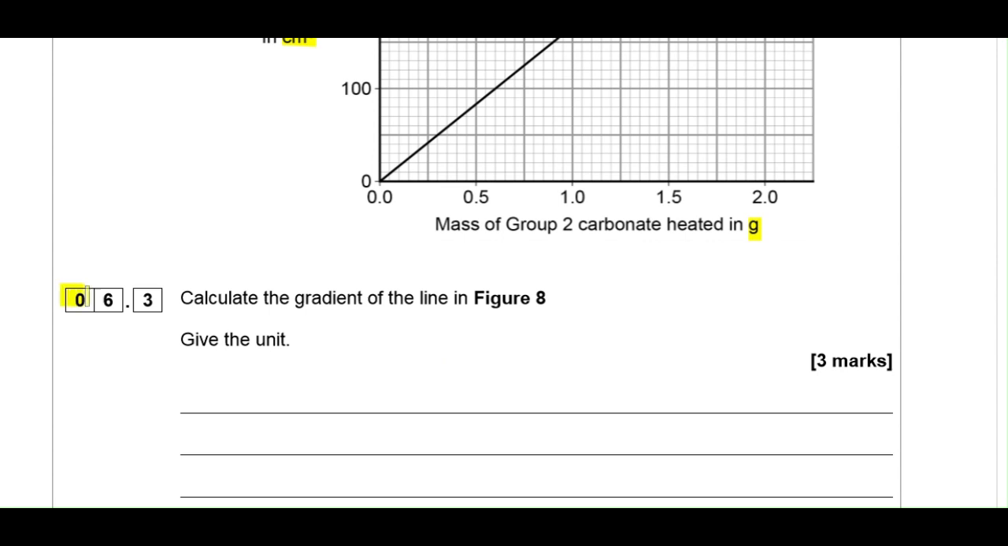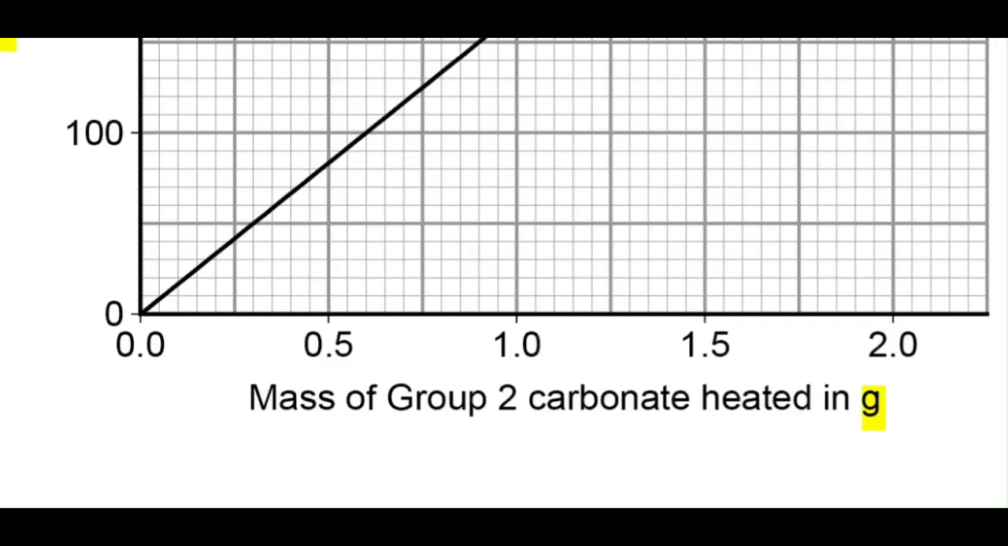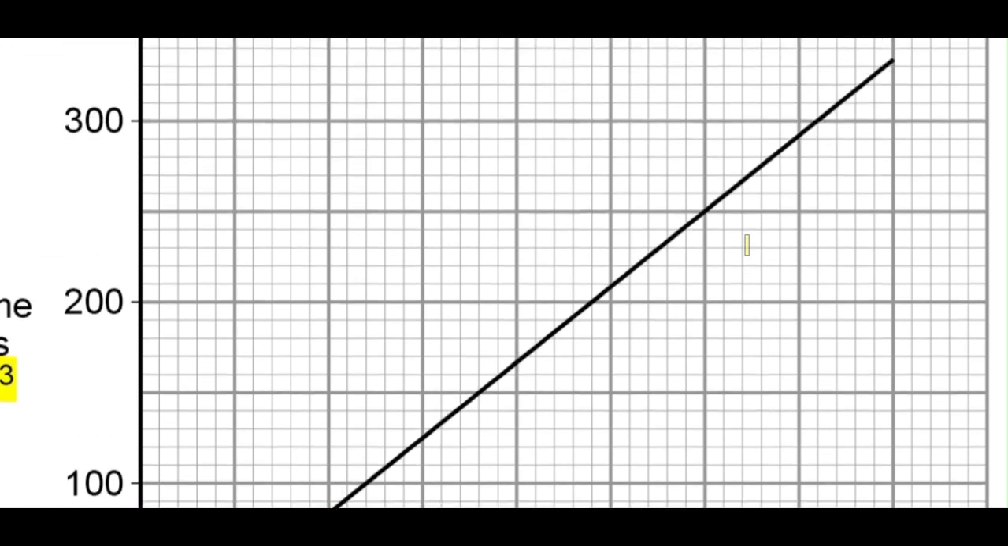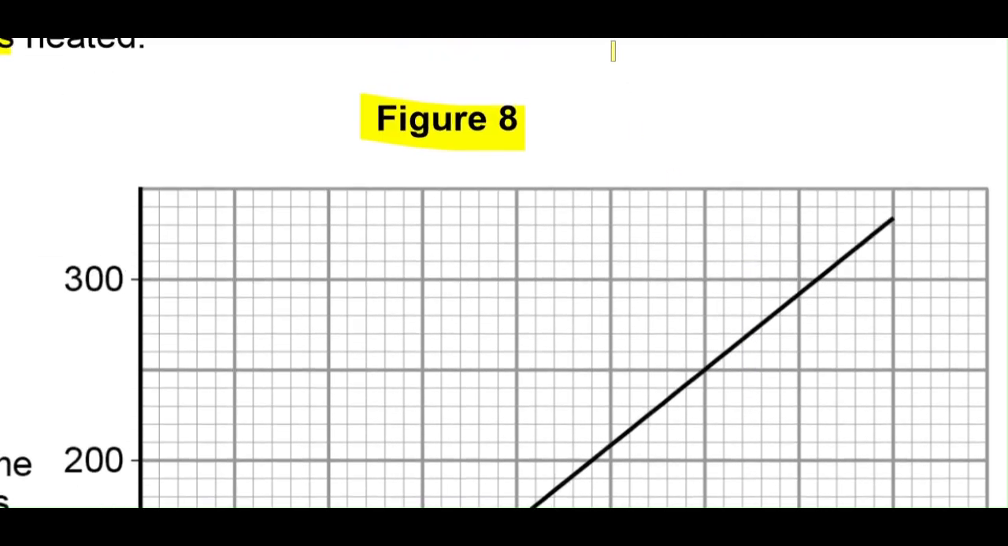So we need a gradient with a y divided by x value. Now to do this, what we do is we try and make it easy for ourselves. So if we look along the x-axis, let's pick a number that's going to be easy to divide. It could be 1 or it could be 2. Let's choose 2. Now 2 grams goes up to this point here. So this is where we need our construction line. So we use a pencil and ruler, we draw a line across like so.